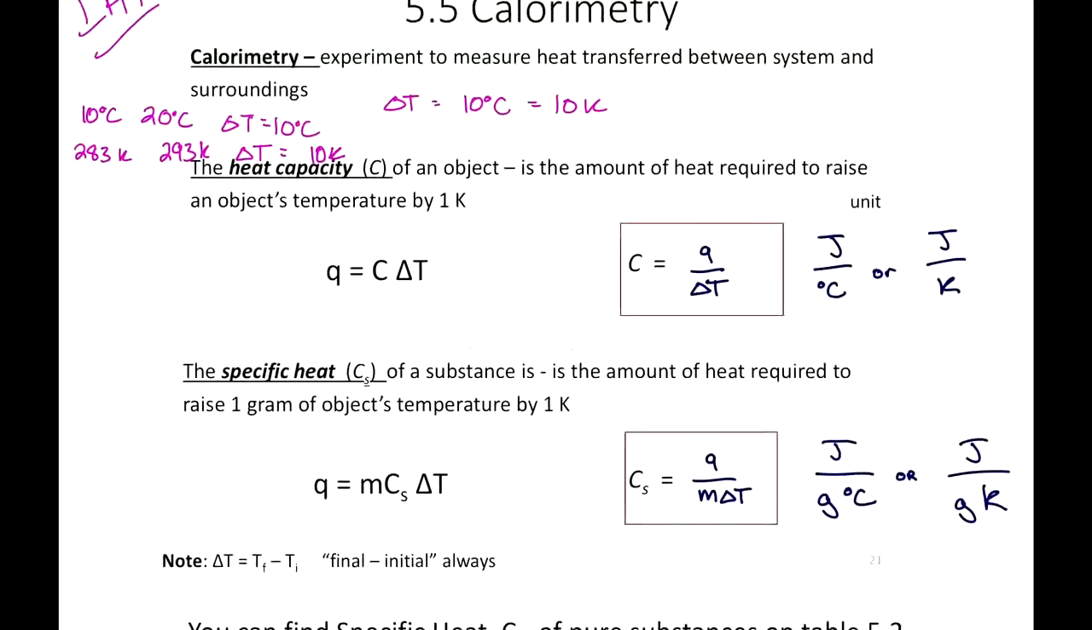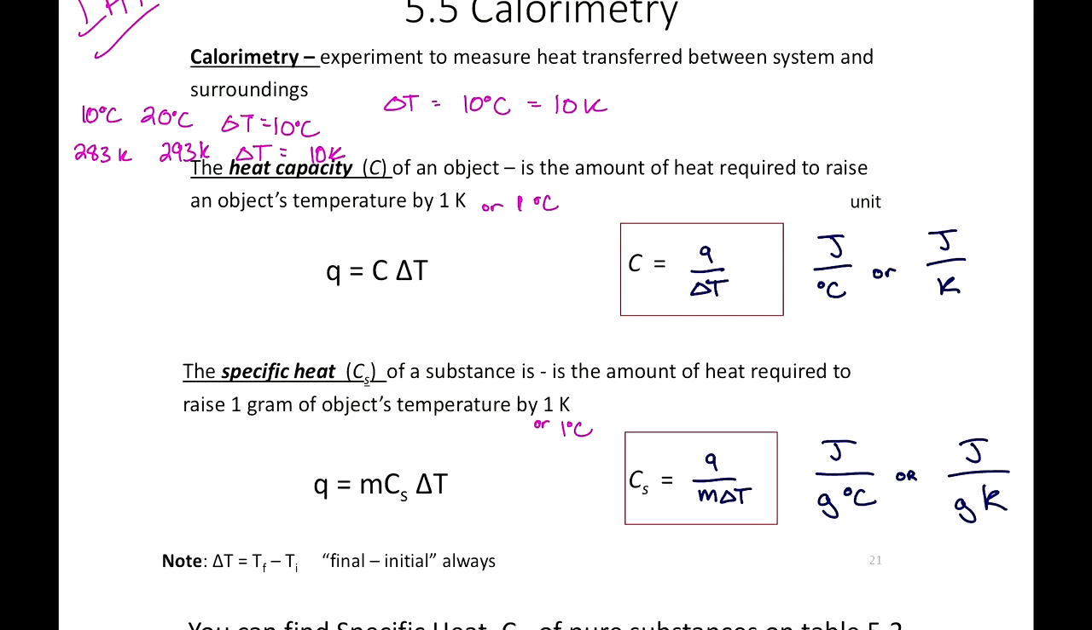On the other hand, specific heat is specific to the identity of that object. It's kind of like density. So this is the amount of heat required to raise a gram of that object's temperature by 1 Kelvin or 1 degree Celsius, because it's the same thing. All right, and so this idea, specific heat, is like, I'll give you the specific heat of gold, right? Gold has a specific heat where 1 gram of gold anywhere will always require this amount of heat to heat it up.